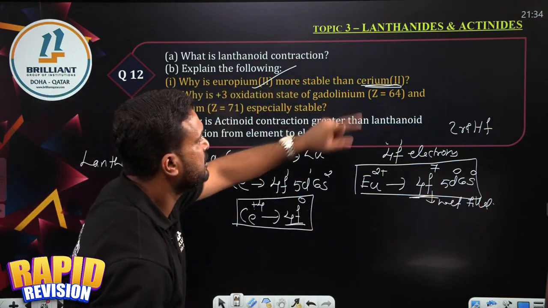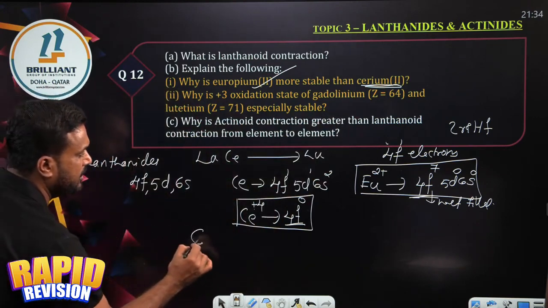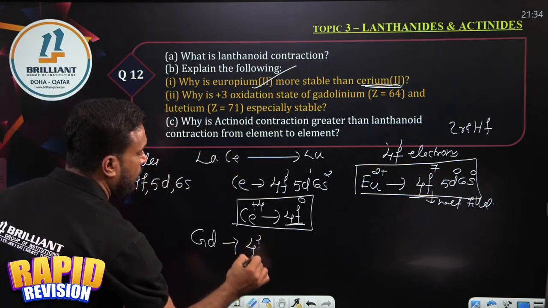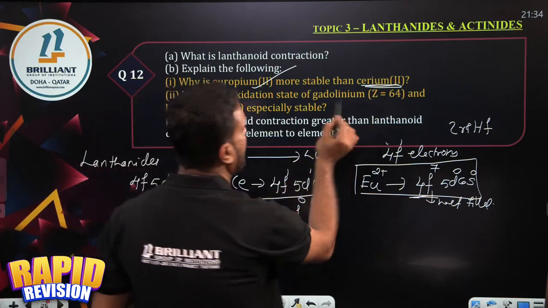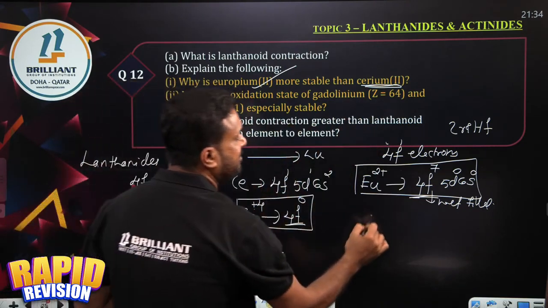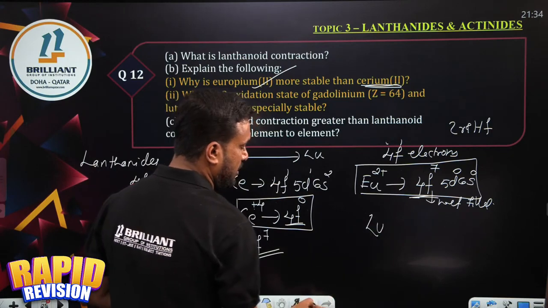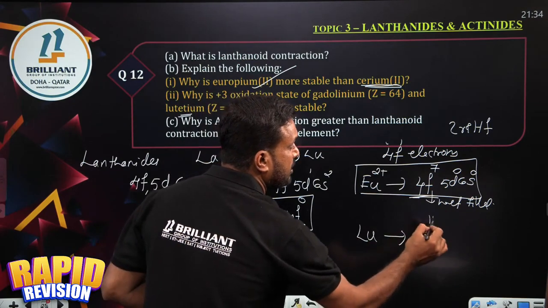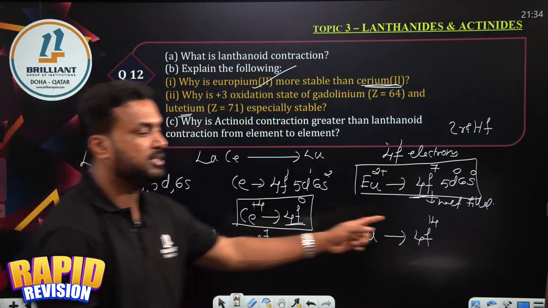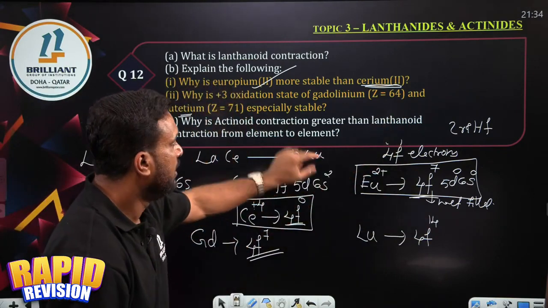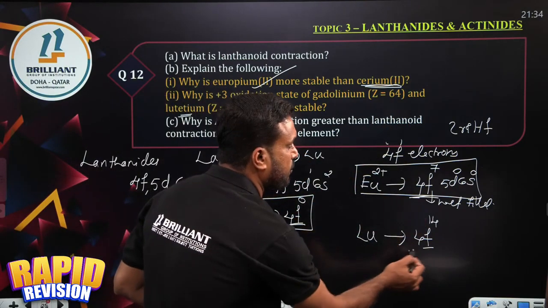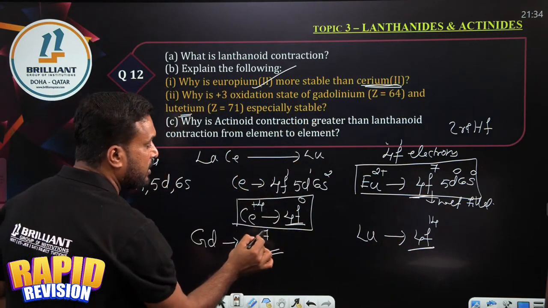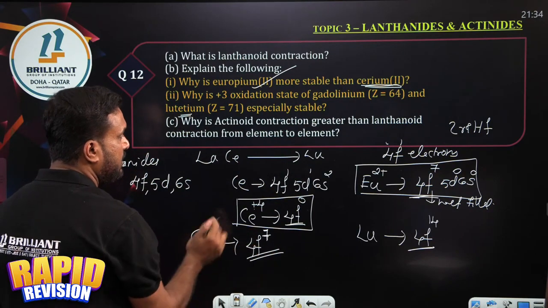Same like another: why is +3 an oxidation state of gadolinium? You know the symbol of gadolinium? It is Gd. Gd has half-filled 4f7. Keep in mind. And what about lutetium? Lutetium, symbol Lu, will have a completely filled 4f. These four elements only you keep in mind; that only they will ask. Lutetium has electronic configuration 4f14, because lutetium is the last element here, cerium to lutetium, so it has a completely filled 4f orbital. If they ask about gadolinium, you have to say that it has 4f7, half-filled. That is Gd3+.